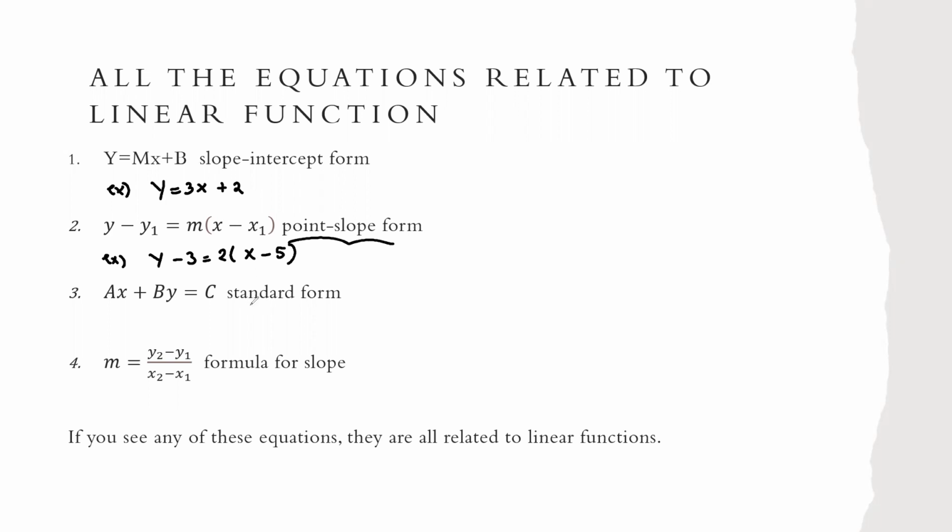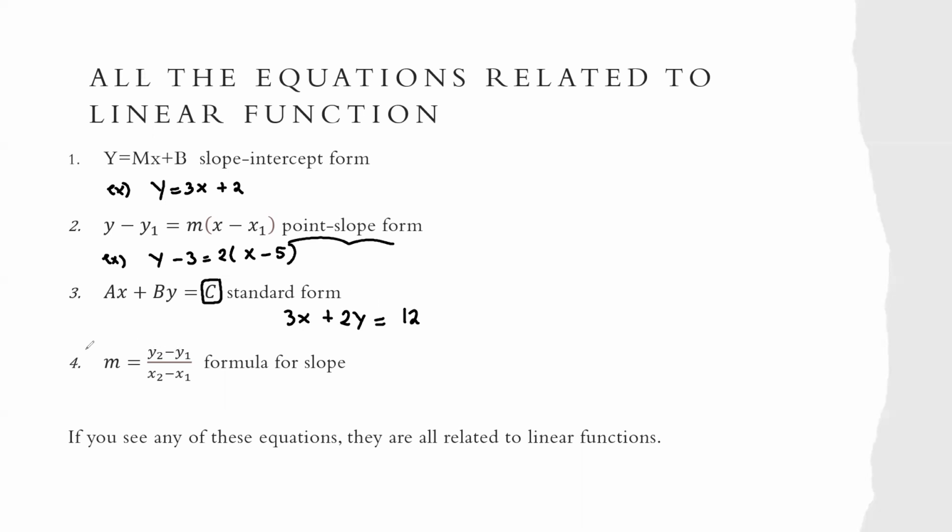The third form of a linear line is called standard form. Yes, they do sometimes ask for standard form. Standard form is when all the letters are on one side and you have a constant on the right. An example would be 3x plus 2y equals 12, right? See how you can tell it's in standard form: all the letters are on the left side and you have a constant on the right.